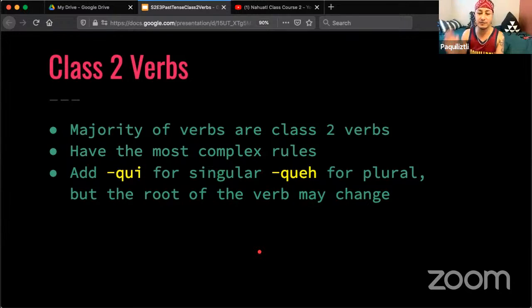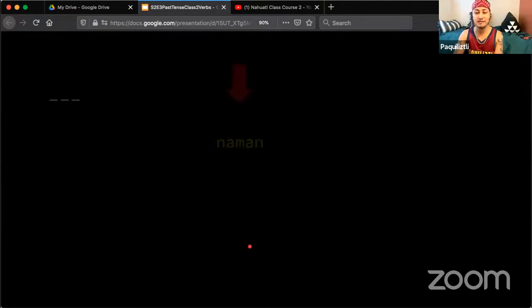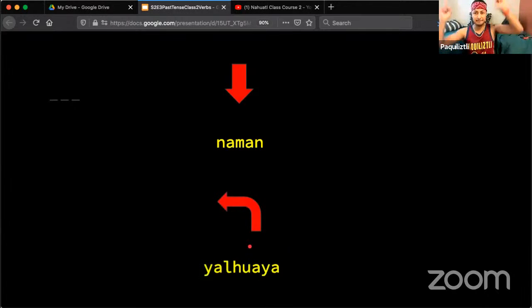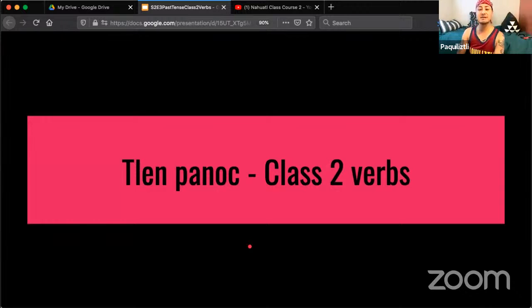But this class is going to be a little bit more grammatically heavy. Also, at the end, we're going to do an audio exercise that I hope goes well. It's not too difficult, but I want to start having you practice listening to Nahuatl at regular speed. Okay, so we're going to start with, of course, just a mini review. Naman, and Yalwaya. This is metaphorical. It's not physical, it's metaphorical. Okay, anyways, so we're going to learn about tlen panok, past tense, class 2.